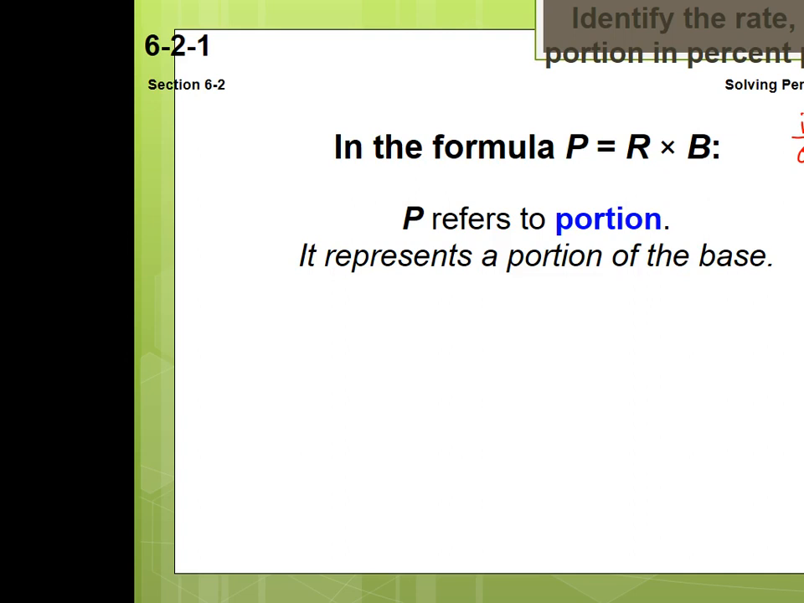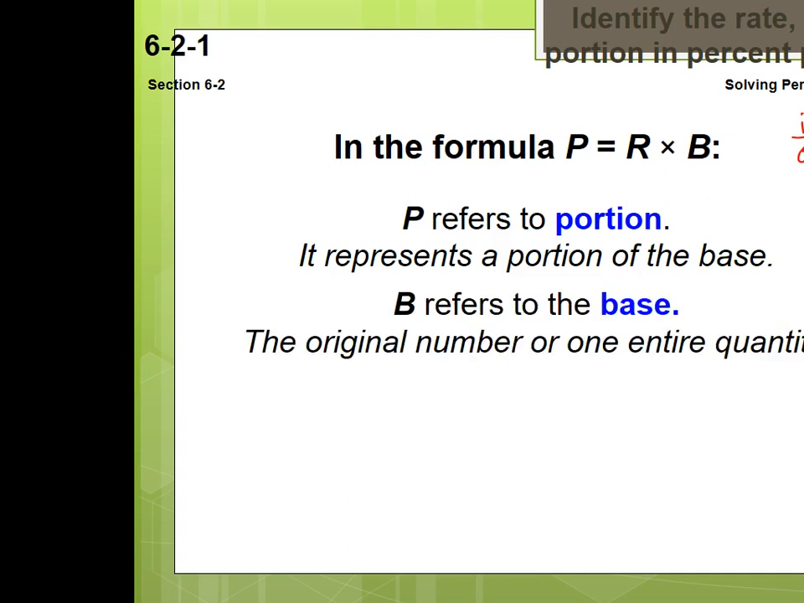So for example, let's say 10% of 50 is 5. So 5 would be the portion. It's the 10% of the 50. So it's the part of the whole, basically. So it's going to be the smaller number, oftentimes. B refers to the base, so that's what you're taking the percentage of. So the base you can kind of think of as the of number. Portion you can think of the is number, like 5 is 10% of 50.